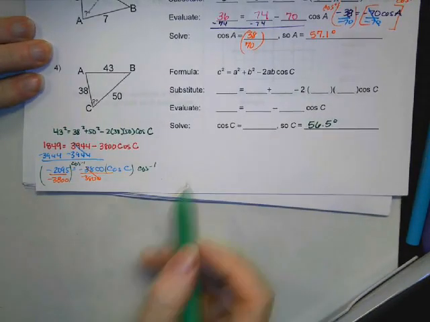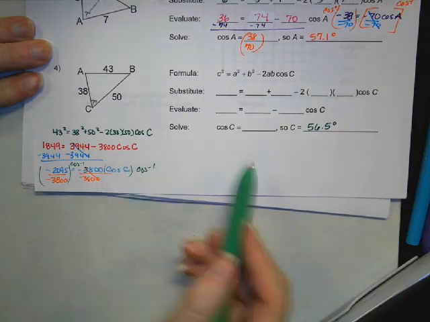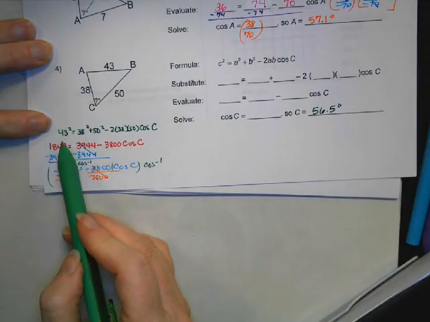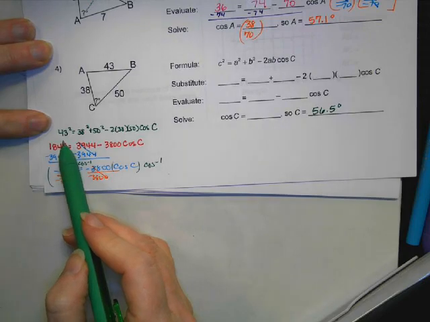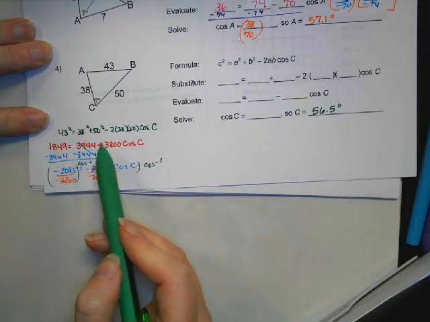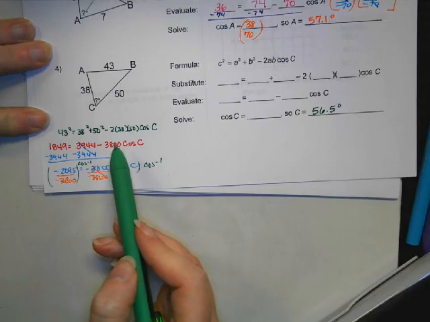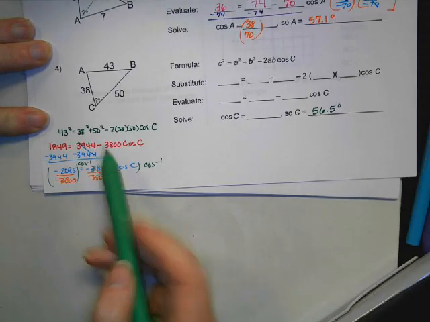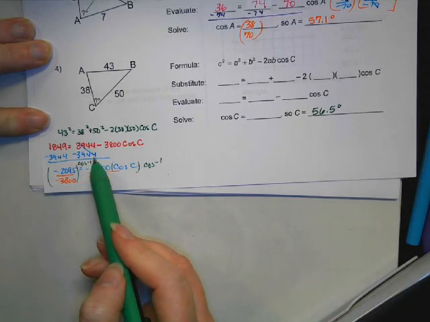Okay, so I did it over here on the side because I like your little line. So 43 squared equals 38 squared plus 50 squared minus 2 times 38 times 50 times cosine C. Yep. Then I just plug those into your calculator. Subtract 3,944 from both sides.